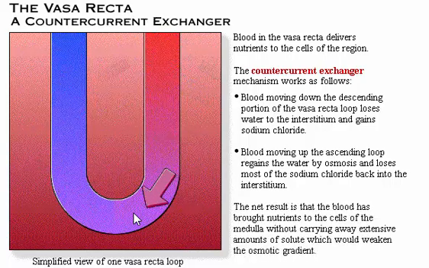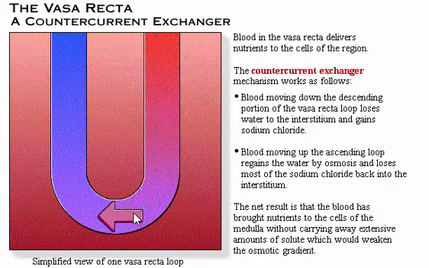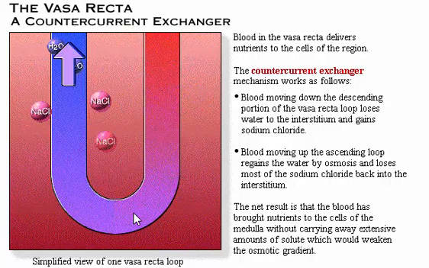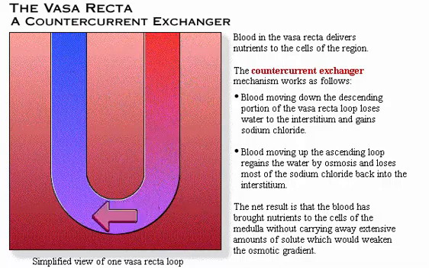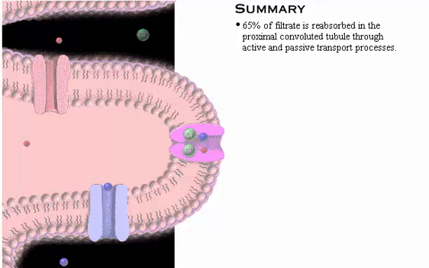Here's a summary of what we've covered. 65% of the filtrate is reabsorbed in the proximal convoluted tubule through active and passive transport processes. The filtrate is concentrated in the descending loop of Henle. Water is lost while solutes are retained. The filtrate is diluted in the ascending loop of Henle. Solutes are lost while water is retained.